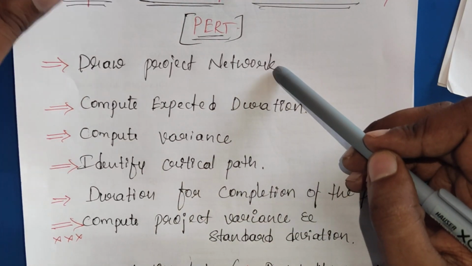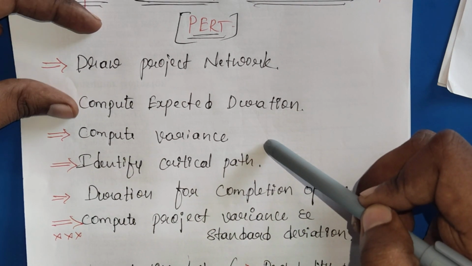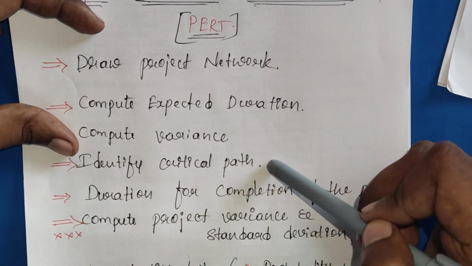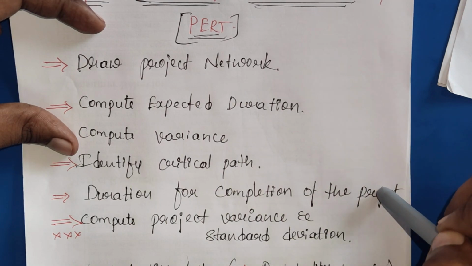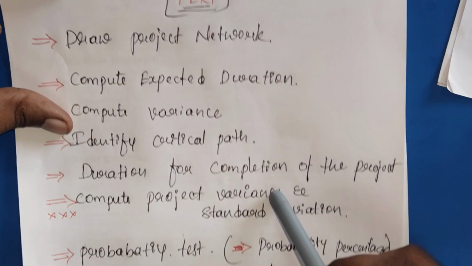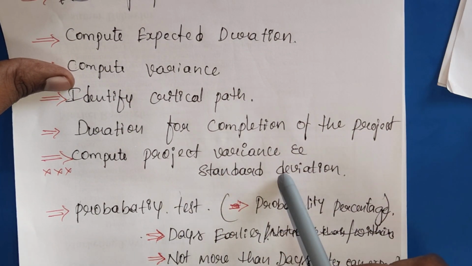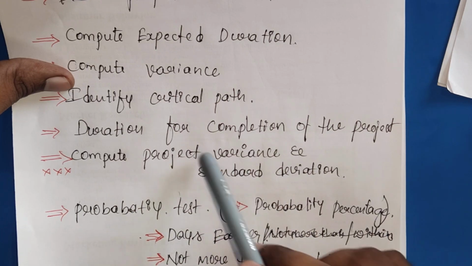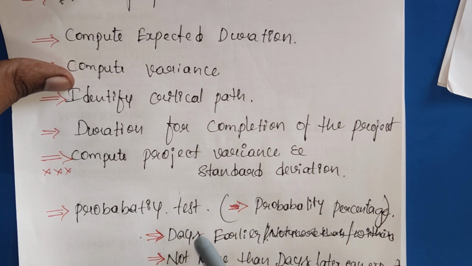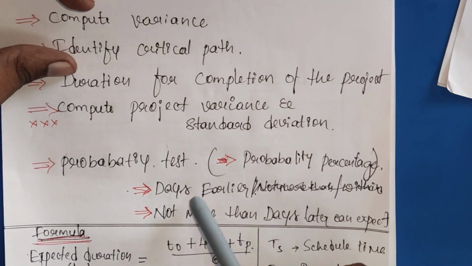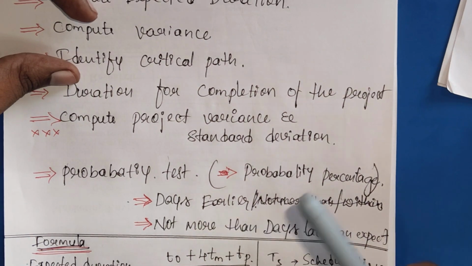The first step is to draw the project network, and the next is to compute the expected duration, then compute the variance, and then identify the critical path. Afterwards we calculate the duration of completion of the project. At last, if the problem asks about the project variance or project standard deviation, then only we calculate these two. Otherwise we jump to the probability test. Under that, they may ask two kinds: days earlier, and not more than days later can expect. These two terms they can ask.